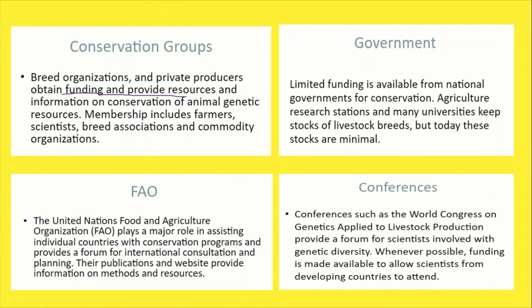Limited funding is available from national governments for conservation. Mainly we get funding from private organizations. Then agriculture research stations and many universities also keep stocks of livestock breeds, although these days maybe they have been minimized. So you find government, in terms of universities, in terms of research stations, like now with medical, we can have places like Cambridge, maybe University of Nairobi, because they have a medical wing. And then I've also seen, I don't know if you researched, maybe we are going to see as people present on national parks and reserves.